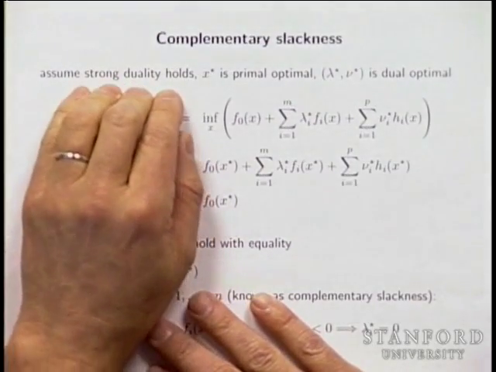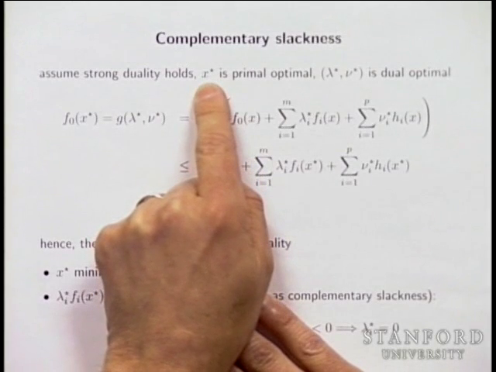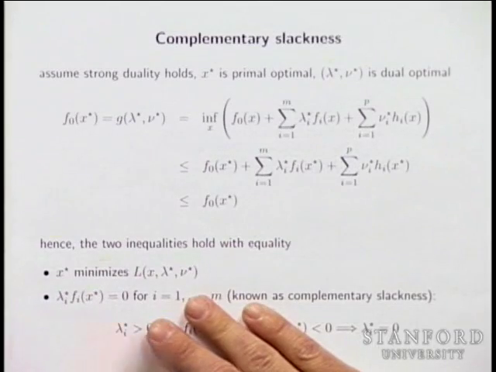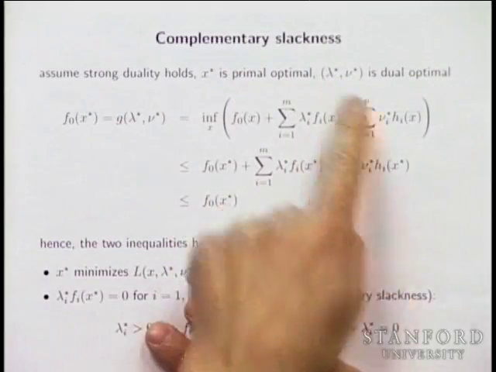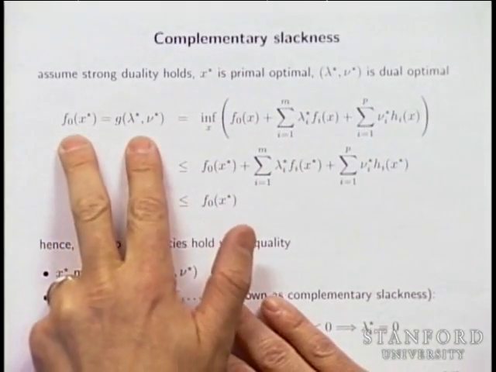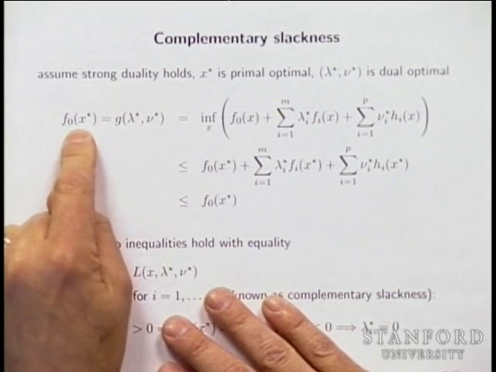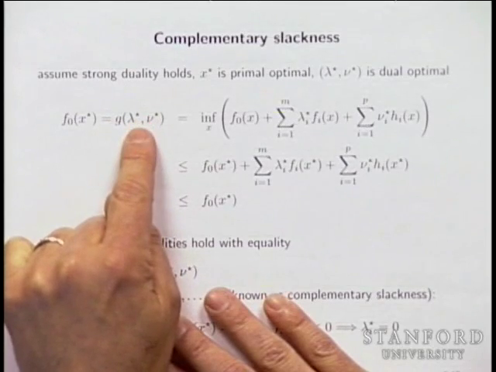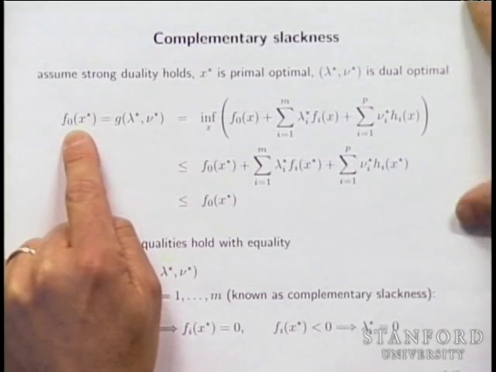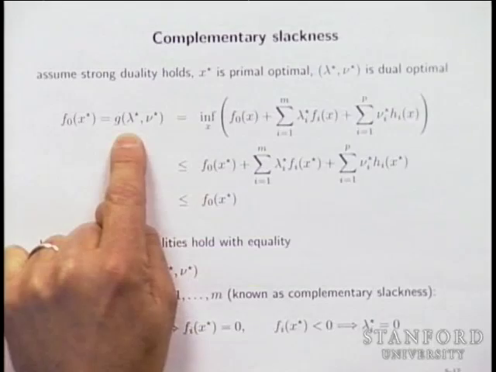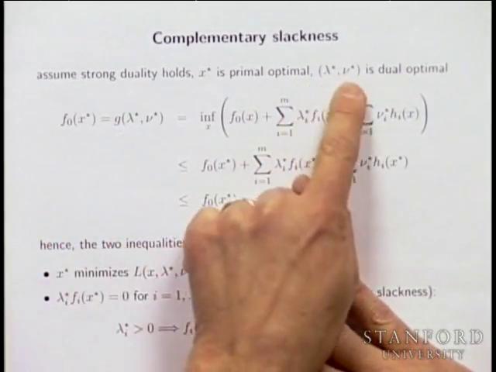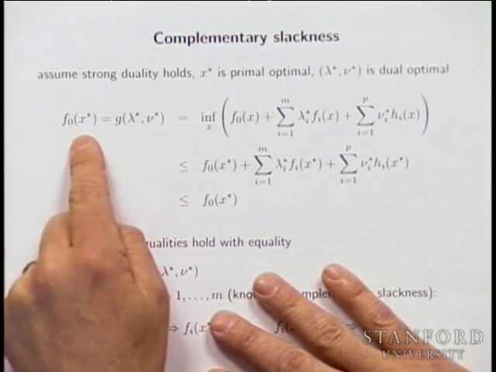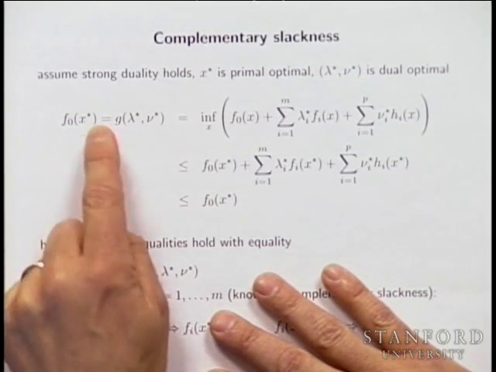Okay, so assume strong duality holds. What that means is we have a primal optimal point, x star, and we have lambda star, nu star, which are dual optimal. These are just any primal optimal and any dual optimal point. And of course, strong duality means that the value achieved by x star, which is feasible, is equal to g of lambda star, nu star. Now that's a lower bound on the optimal value. So if you've got a point that's feasible and has an objective value equal to the lower bound, you're done, and it's optimal. So you can think of lambda star and nu star as a certificate proving x star is optimal. And by the way, the same is true the other way around. x star is a primal certificate proving lambda star and nu star are optimal.